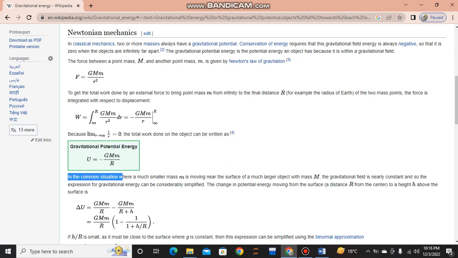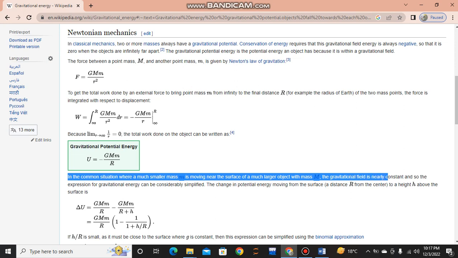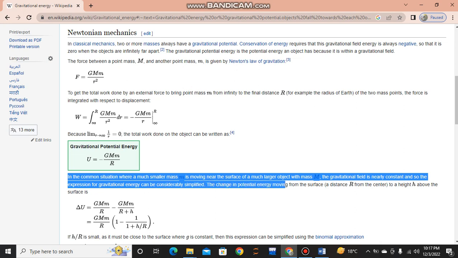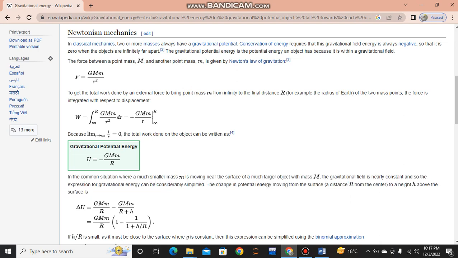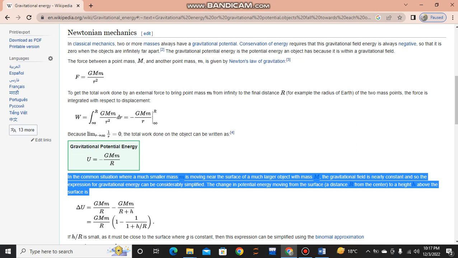In the common situation where a much smaller mass m is moving near the surface of a much larger object with the mass M, the gravitational field is nearly constant, and so the expression of the gravitational energy can be considerably simplified. The change in the potential energy moving from the surface, a distance r from the center, to a height h above the surface is delta U is equal to G M m over r minus G M m over r plus h.